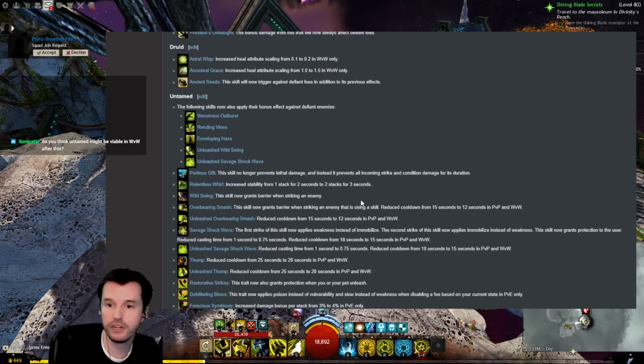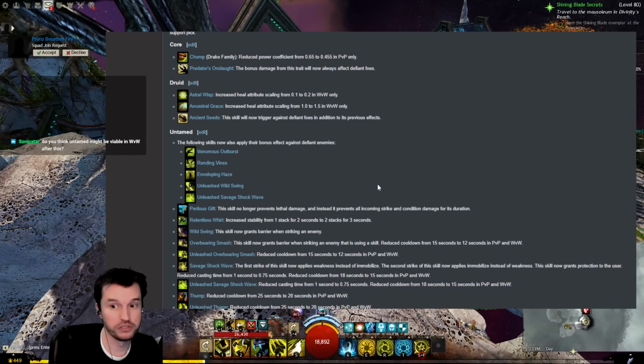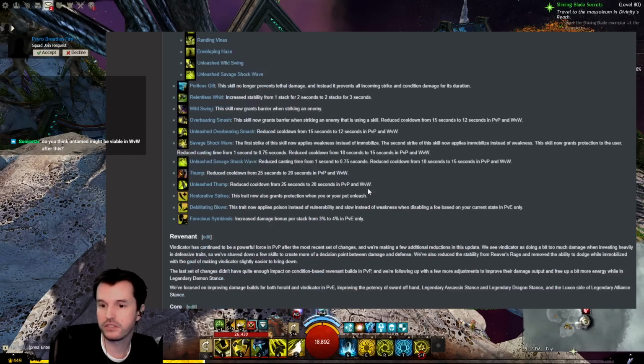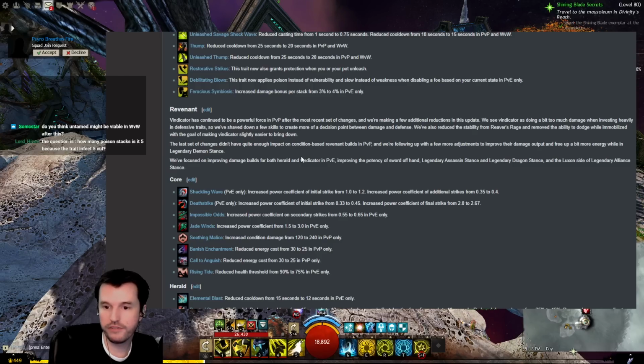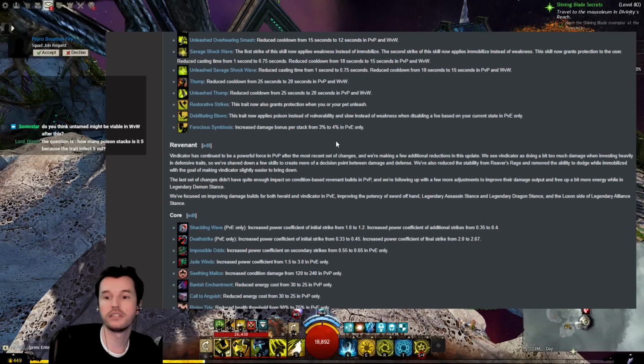Okay, so there's a lot for Untamed. About a third of that was just when hitting defiant enemies, this stuff is going to work now that previously did not before. Whew, Revenant. Vindicator has continued to be a powerful force in PvP after the most recent set of changes. That's putting it lightly. We're making a few additional reductions in this update.